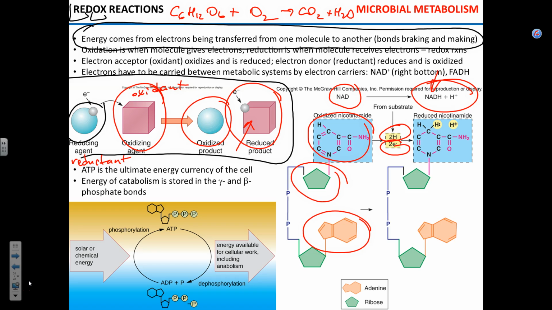NAD, when it gets electrons, is it oxidized or reduced? Reduced. So the reduced form of NAD is NADH. Okay. NADH then carries those electrons to wherever they are needed. Does that make sense? They're like taxis that move electrons from one part of the cell to another. Another electron carrier is FAD. For FAD, the reaction will be, plus electron plus hydrogen atom is going to be FADH2. That FADH2 is the reduced form of FAD. Does that make sense?